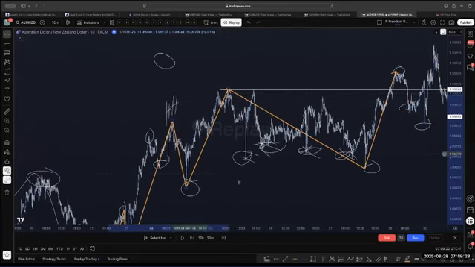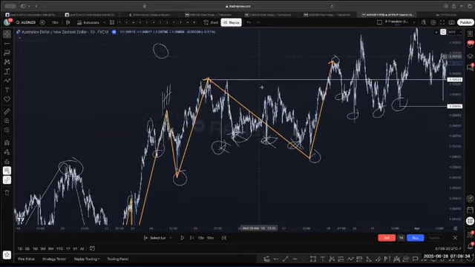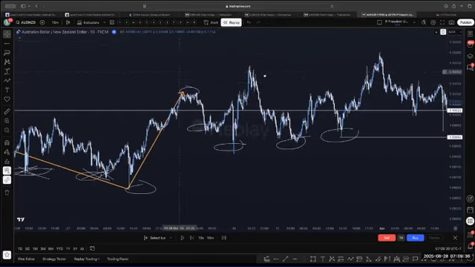Okay. All of this, right? All of this turned into just this. And now this is our low that created our highest high. All right. Here we go. Let's keep it going.